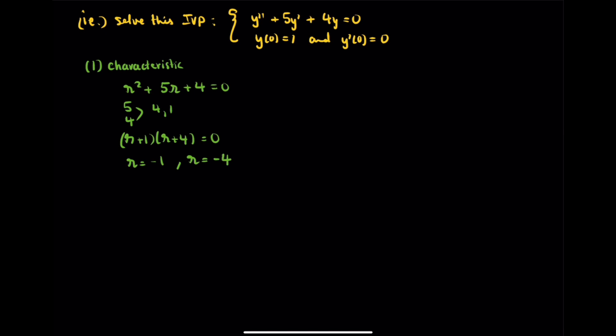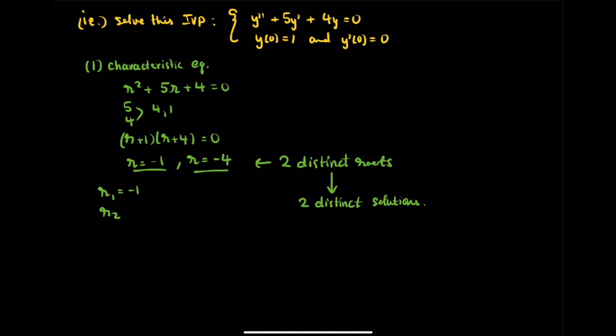So there are two roots, and they're two distinct roots. If you have two distinct roots, you're going to get two distinct solutions, and those two solutions will be a fundamental set of solutions. We know what r1 and r2 are: r1 is -1, r2 is -4.